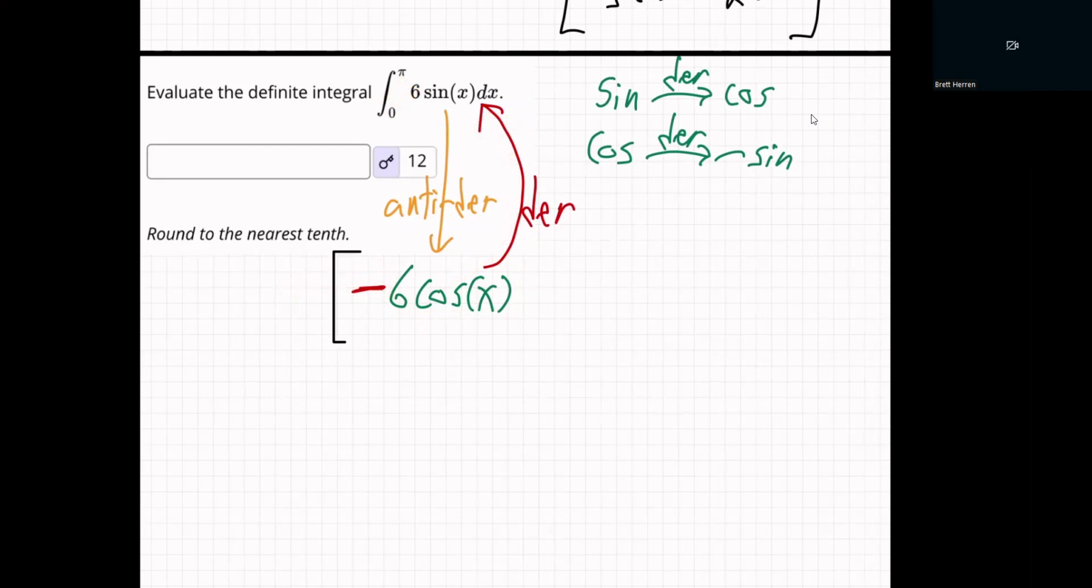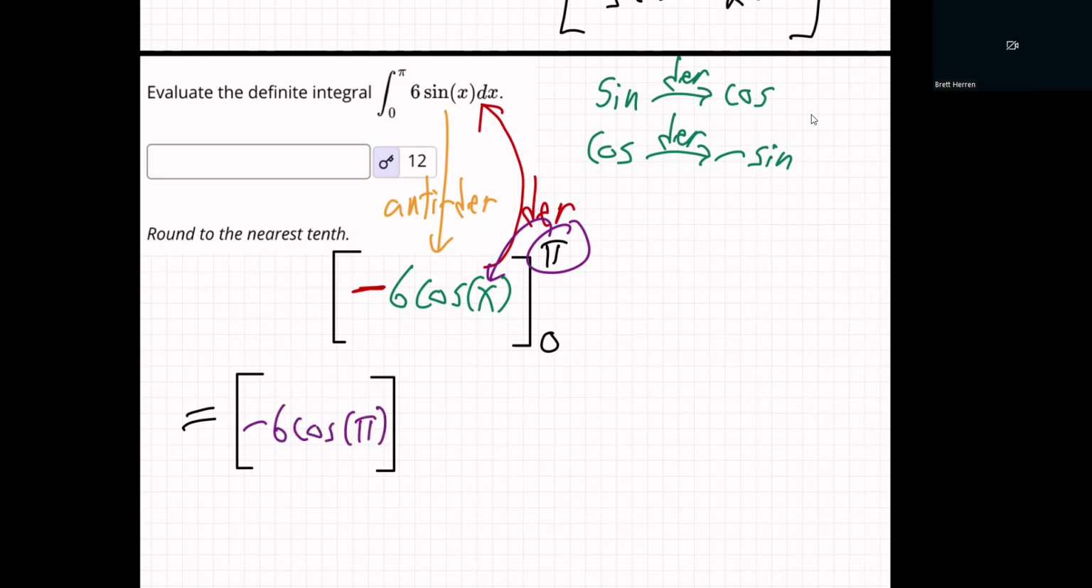Okay. So now we're going to evaluate this thing between 0 and pi. Okay. So here we go. First off, I'm going to do the first one, and I'm going to plug in the pi. Boom. Get minus 6 cosine pi. And then subtract. And then comes the other one. And that's going to be minus 6 cosine, and then you plug in the 0.